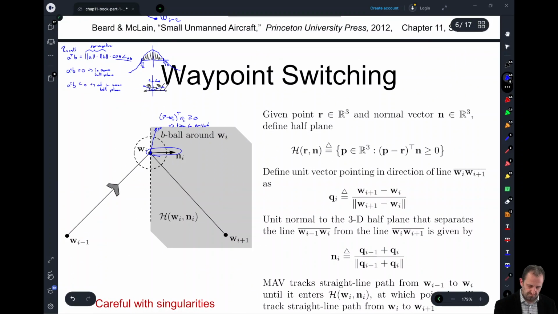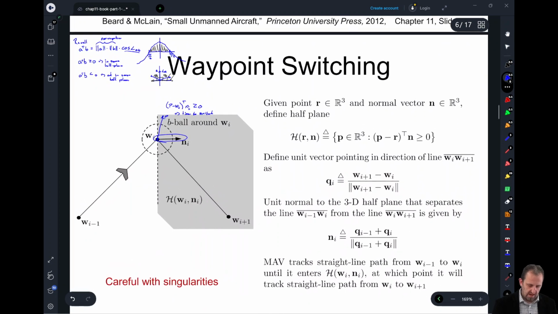Okay, so here we have it. Now we're going to look at the definition of this half plane. Given a point R in R3, so in this case our R would be WI, and a normal vector n, which we wrote as ni, we can define the half plane, which is a function of r and n, by all of the points P such that P minus r transpose times n is greater than or equal to 0. So just exactly what we were talking about, right?